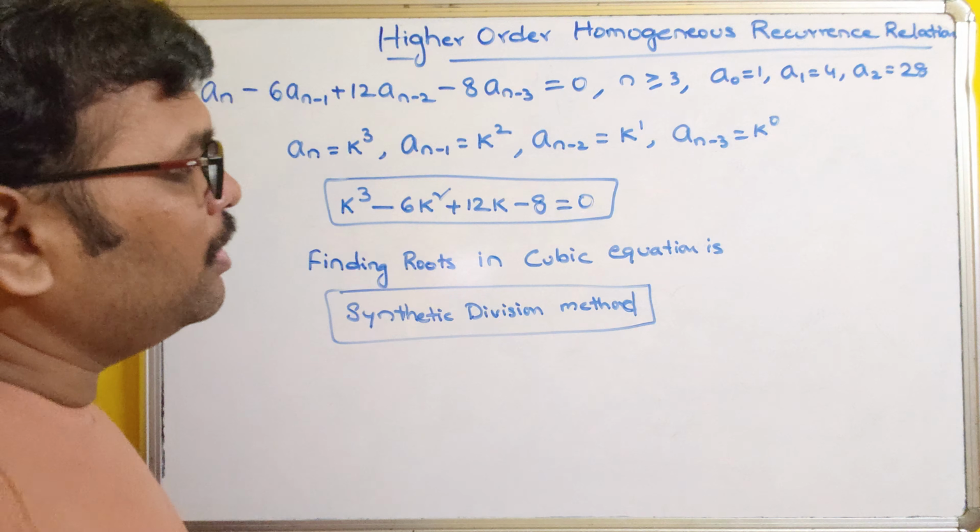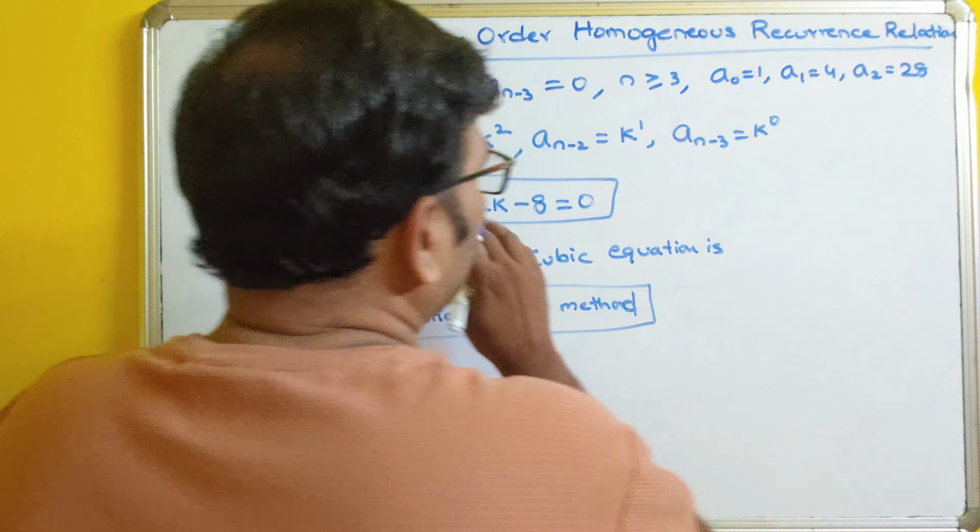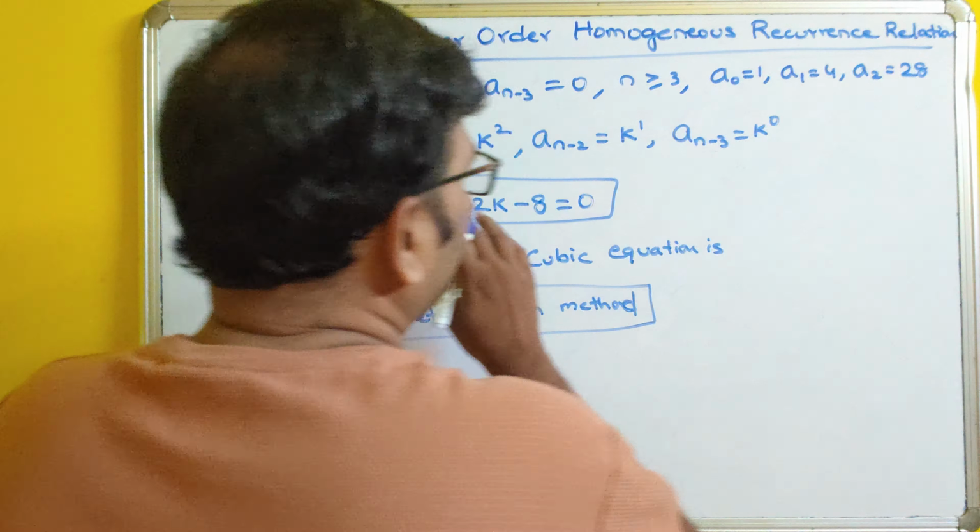Okay, now the synthetic method. First take the coefficients from this particular cubic equation. What's the first coefficient? 1. Second one, it's a minus 6. Third, it's a plus 12. Fourth, it is a minus 8. Okay, so these are the coefficients. We need to use some trial and error method to find the root. If you go with 1, let us consider 1 is a root.